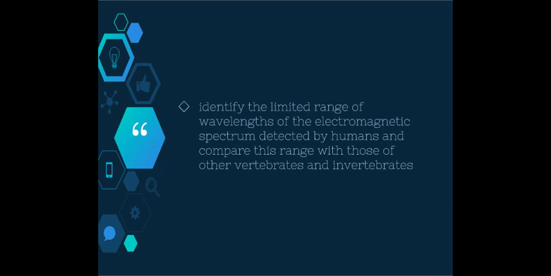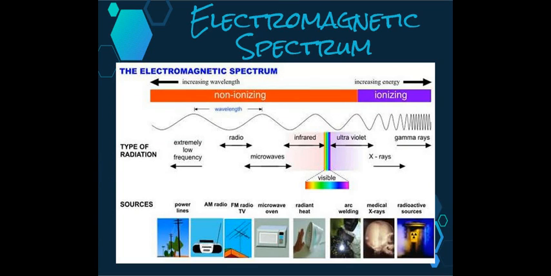So starting off with the first dot point, identify the limited range of wavelengths of the electromagnetic spectrum detected by humans and compare this range with those of other vertebrates and invertebrates. So obviously the first thing we need to do is get our head around what the electromagnetic spectrum is and have a look at wavelengths again and see what all this means before actually having a look at the different wavelengths that are detected by different organisms. So what we have here is the electromagnetic spectrum.